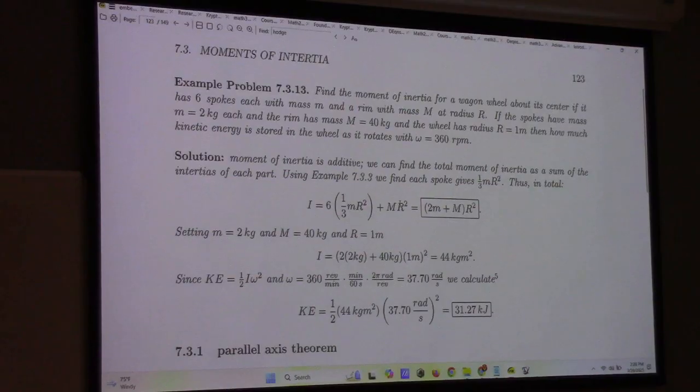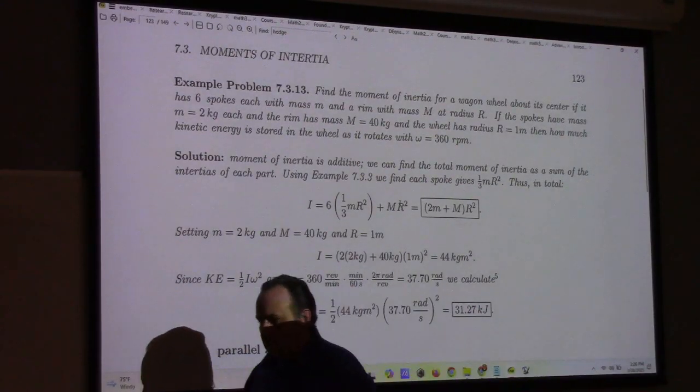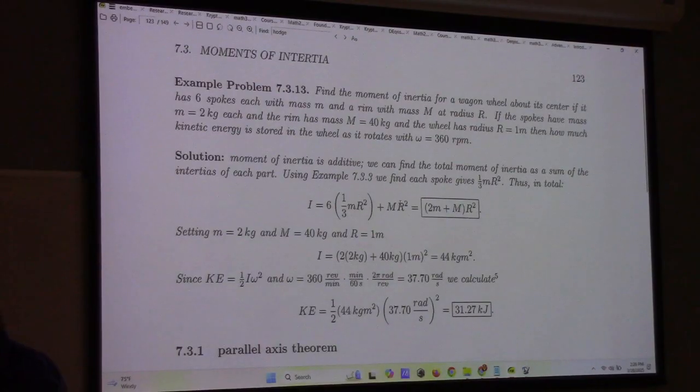So find the moment of inertia for a wagon wheel about its center if it has 6 spokes, each of mass m, with a rim with mass m at radius r. The spokes have mass 2 kilograms each, and the rim has a mass of 40 kilograms. The wheel has a radius r. How much kinetic energy is stored in the wheel as it rotates at 360 RPM? Let me draw a picture of this to make it a little bit less mysterious.